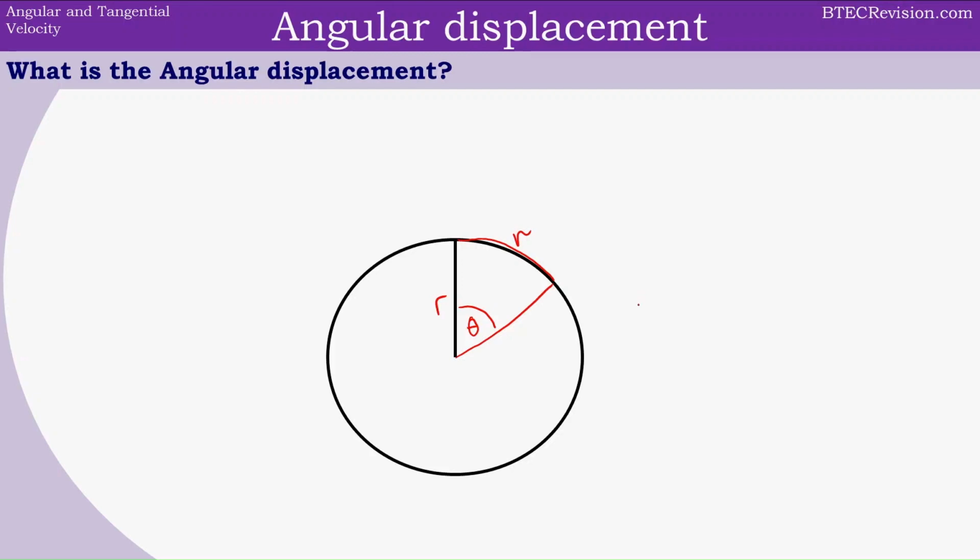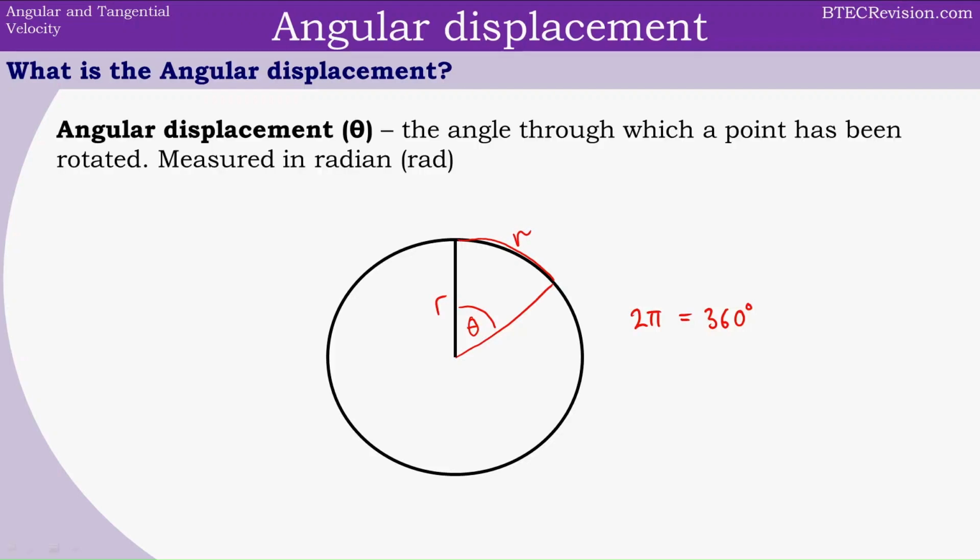And we are able to fit 2 pi radians within this circle. We also remember that we can fit 360 degrees in a circle. So we can say 2 pi radians equals 360 degrees. Now we can look at angular displacement.